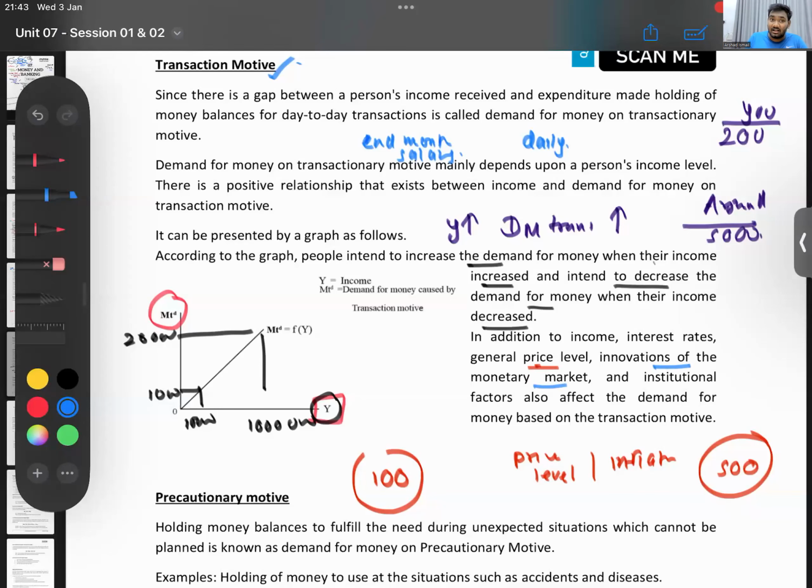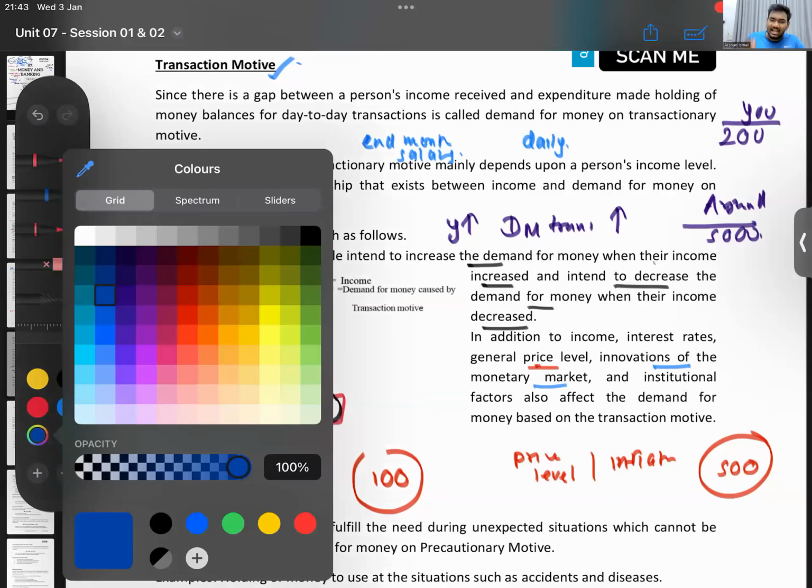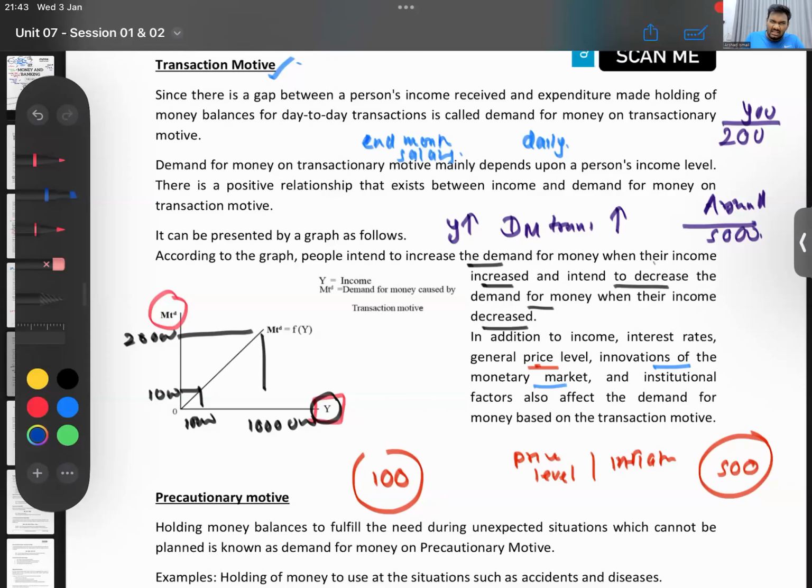And what about innovations in the monetary market? I want you all to think practically and tell me. Now there are debit cards and credit cards. What do you think happened to the demand for money because of debit cards, compared to, let's say, 20 years ago? Demand for money is the money that people keep with them in the form of money.